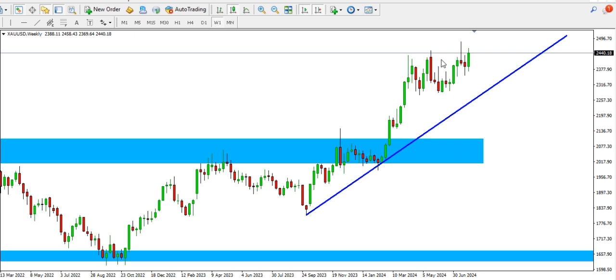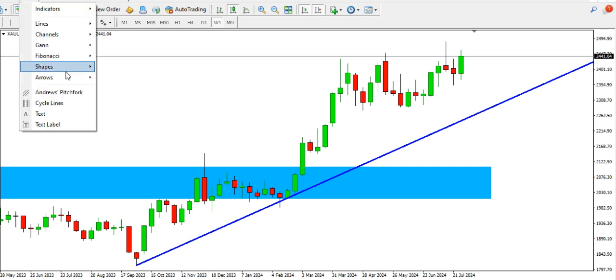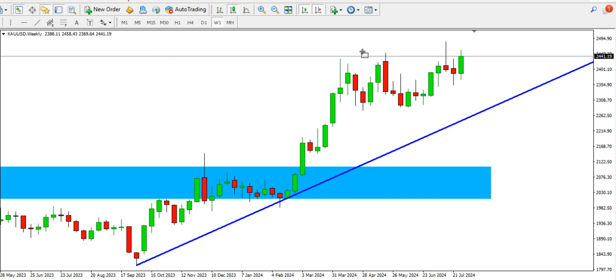Look at ranging, but look at what's happened on the weekly time frame. This particular week, you can see how the bulls are pushing price up. Tomorrow is non-farm payroll data release from the US. We might see price test this particular trend line. But if that does not happen, then I will assume the bulls will continue to push price up.